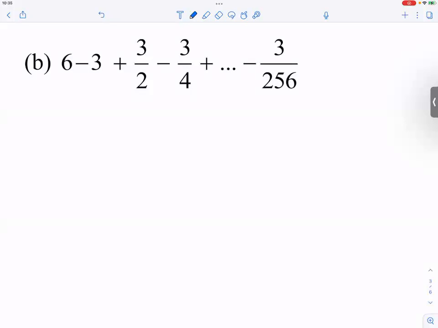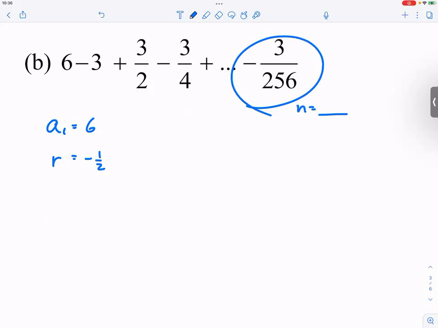All right, so if you can take a quick look at the list of numbers, you can spot a few things. I think it's extremely easy to spot what the A1 is. A1 is 6, of course. That's a no-brainer. And it shouldn't take much attention to spot the R value. In this case, the R value would be -1/2. So we are almost ready to write our summation notation, except that we need to know one thing, and that is, hey, what is the N value for this term right here?